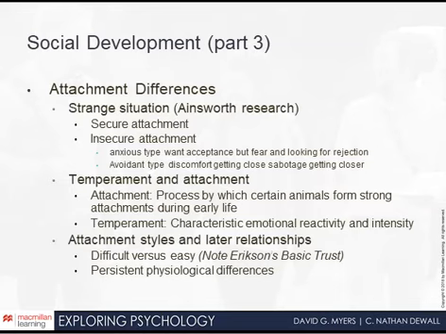Now, let me give you a little bit more detail about some of the research that Mary Ainsworth did. Again, it's called the strange situation. So what would happen is a child and their parent, usually the mother, would go to a strange environment. The mother would stay with the kid for a little bit as the kid maybe starts exploring this strange environment, and then the mother gets up and leaves.